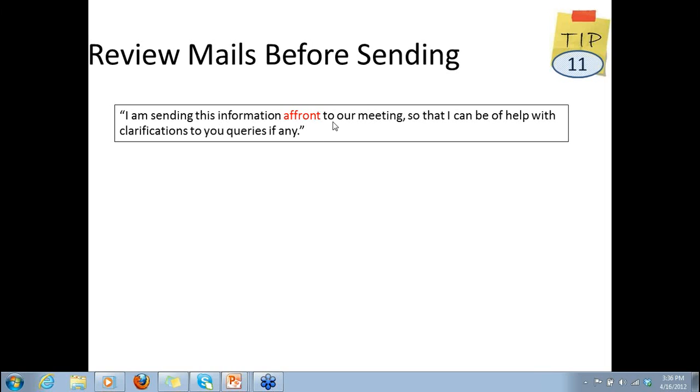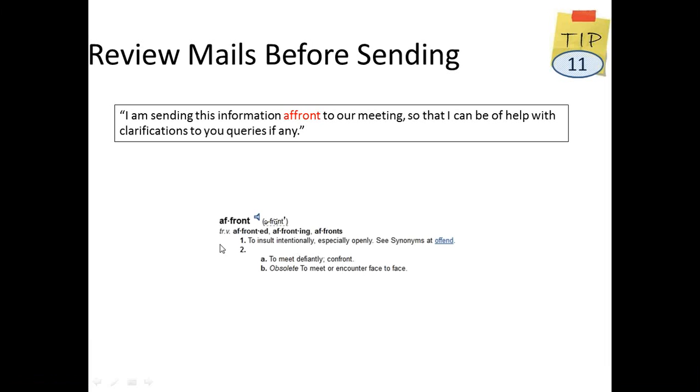So upfront, he's using like a word which meant before. But unfortunately for him, the dictionary meaning of upfront is to insult intentionally, especially openly. So if I'm reading this mail, I'm sending this information to insult you before our meeting so that I can be of help with clarifications to your queries, if any. That means if you have any query on the insult I've given, I can clarify.